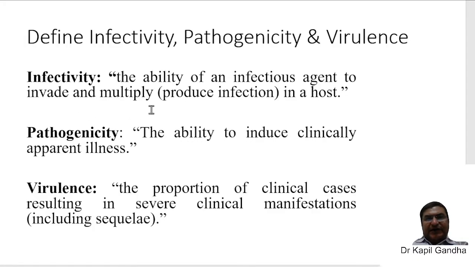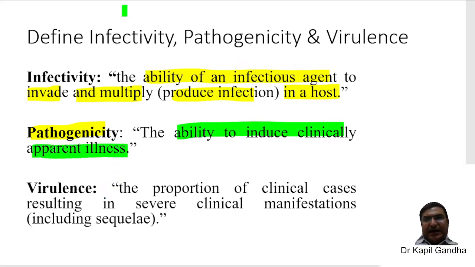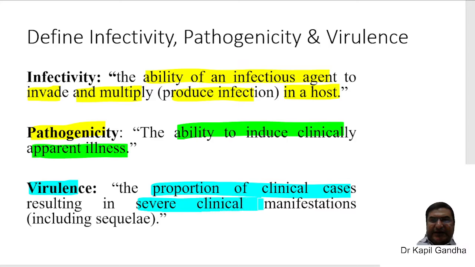The important definitions here we are going to discuss are infectivity, pathogenicity, and virulence. What do we understand by infectivity? Infectivity is the ability of an infectious agent to invade and multiply to produce infection in a host. What do we understand by pathogenicity? Pathogenicity is the ability to induce clinically apparent illness. And what do we understand by virulence? Virulence is the proportion of clinical cases resulting in severe clinical manifestation, including sequelae.